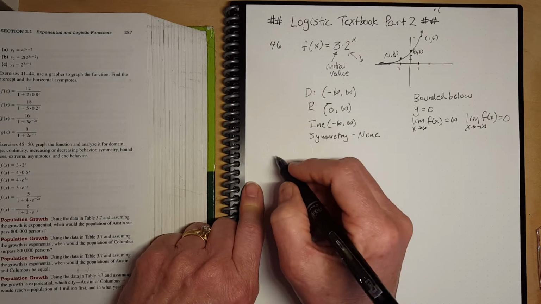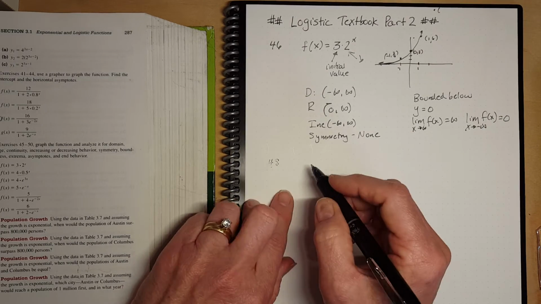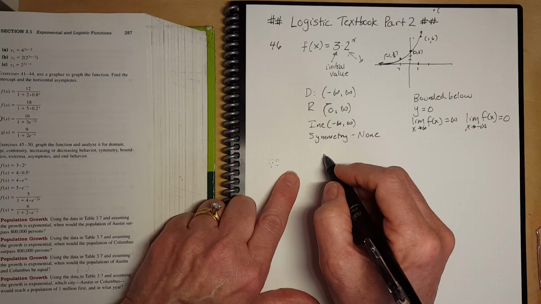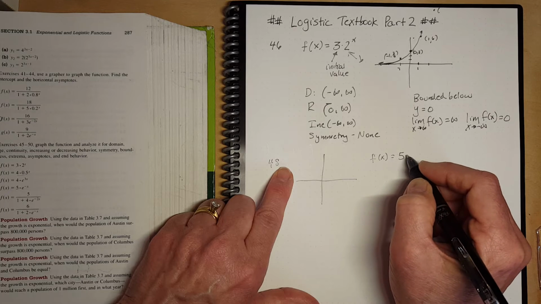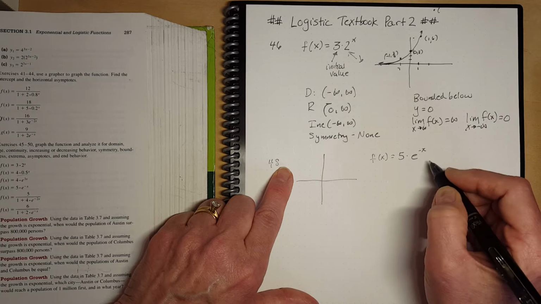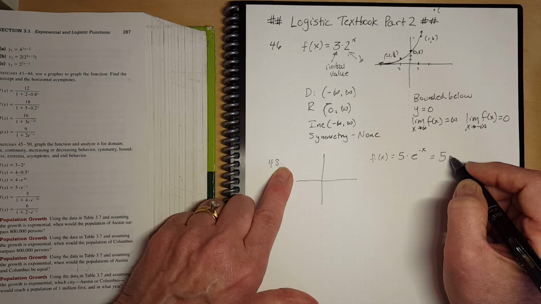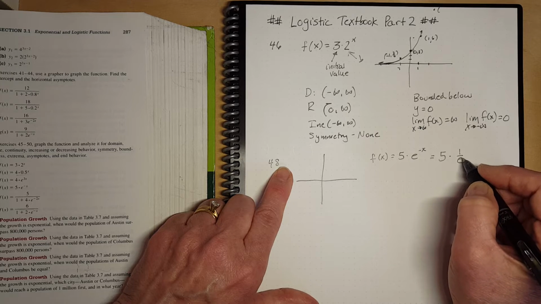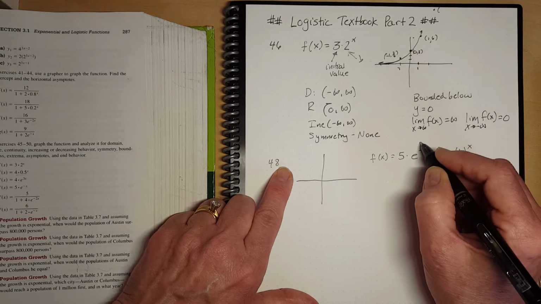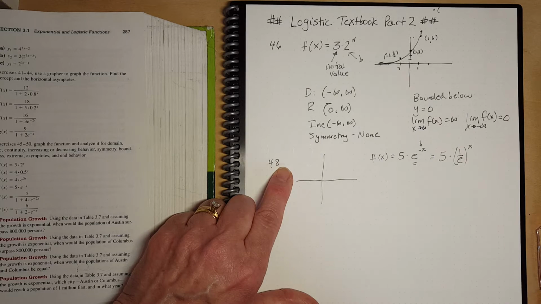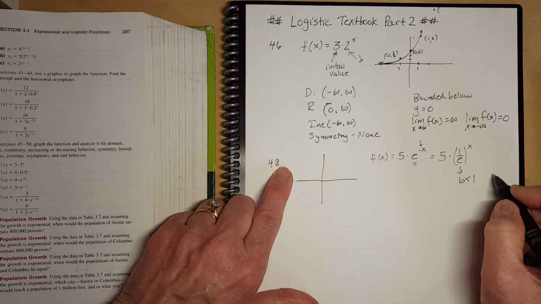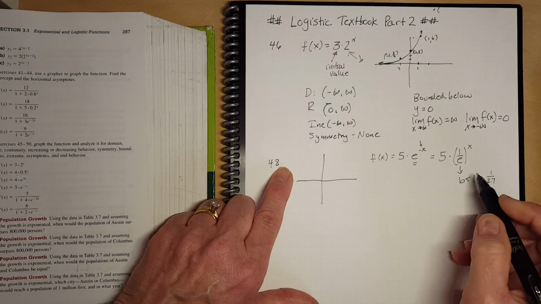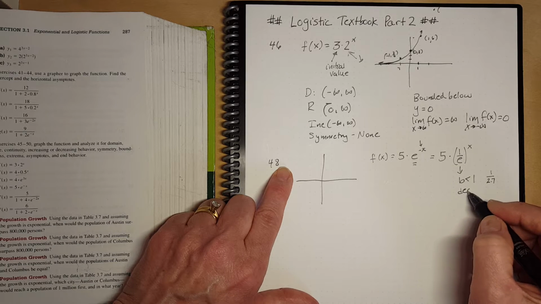Okay, 48. I'm going to sketch it for you, and then we can just walk through these very quickly. So we have f of x is equal to 5 times e raised to the -x. So again, I'm going to rewrite that as 5 times 1 over e raised to the +x, because that negative just means I can flip my base over. 1 over e, that base is less than 1, because 1 over e is 1 over 2.7.